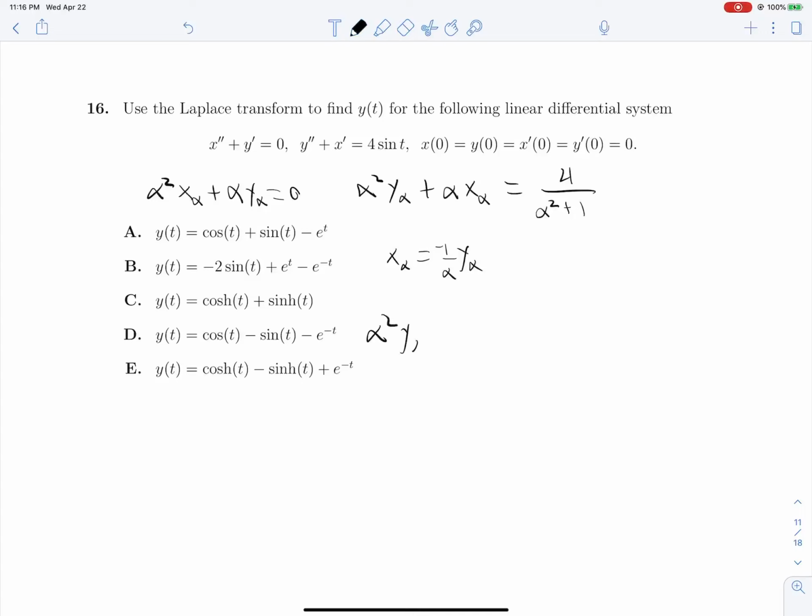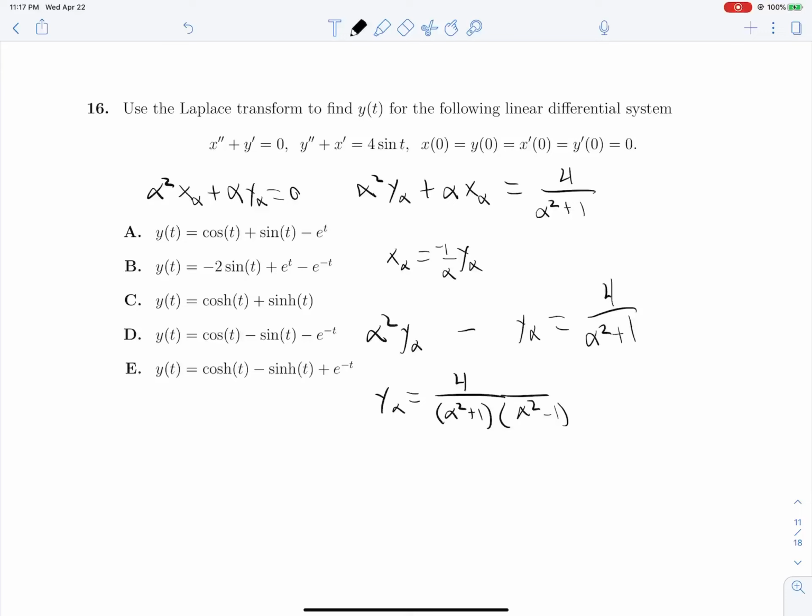So alpha squared y alpha plus alpha times negative 1 over alpha y alpha is equal to 4 over alpha squared plus 1. These two cancel, we get a negative, and so we can factor out y alpha, and we'll be multiplying this by alpha squared minus 1 for a second, but then dividing that over, and we get 4 over alpha squared plus 1 and alpha squared minus 1. Okay, we're actually good. This is what we should have at this point if I remember my exam.